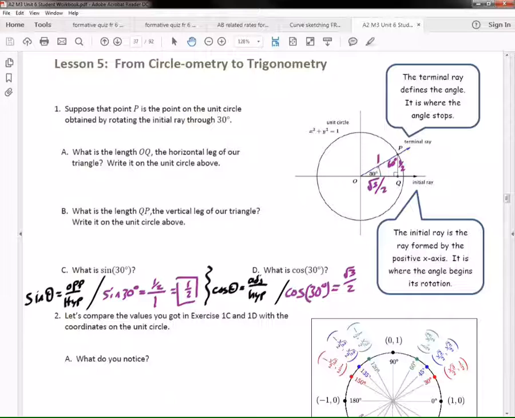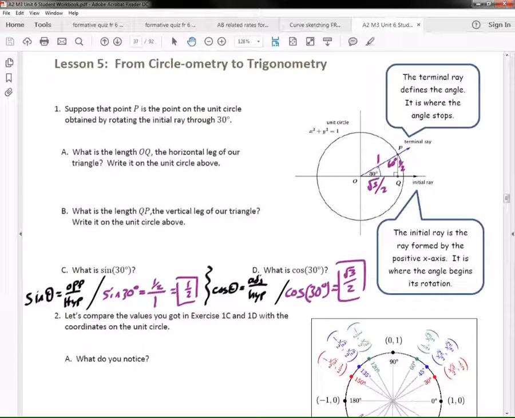Now, the next question wants you to try to realize something. It says, let's compare the values you got in exercise 1C and 1D, those are right there, with the coordinates on the unit circle. All right, let's look at that. Here's 30 degrees. Here's our unit circle, people. Look at our coordinates. Look at our answers. What do you notice?